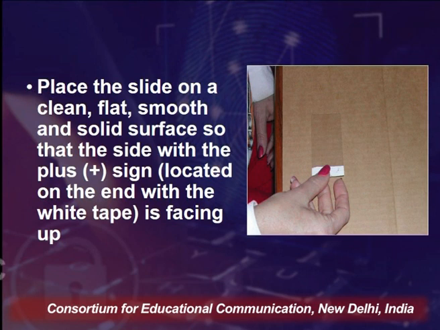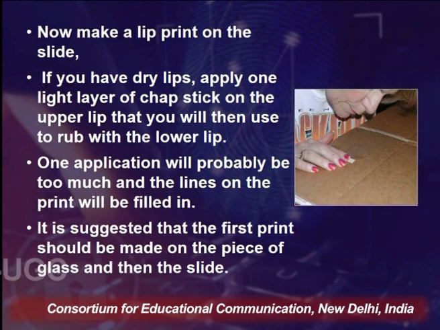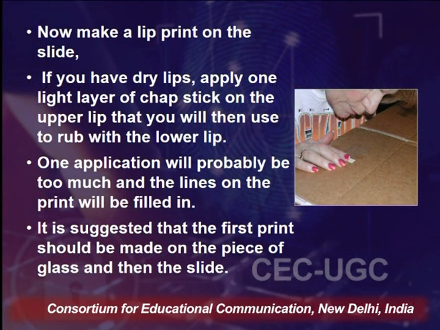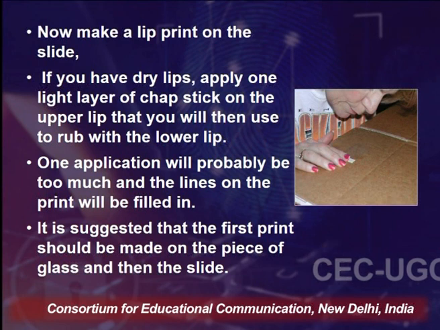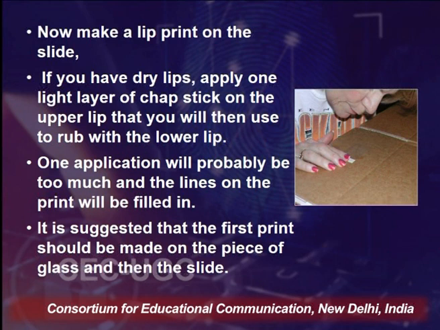This slide is then placed on a clean, flat, smooth and solid surface, so that the side with the plus sign located on the end with the white tape is always facing up. Now make a lip print on the slide, and if the lips are dry, then chapstick can be applied on the upper lip, which you will then rub with the lower lip. One application will probably be too much and the lines on the print will be filled in. It is suggested that the first print should be made on a piece of glass and then on the slide, so that there should not be any merging of the lines.